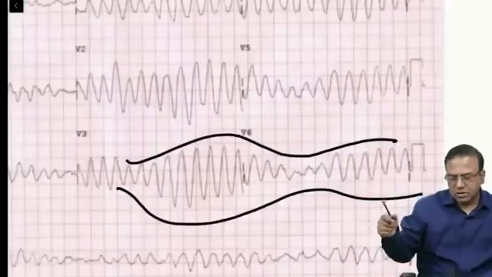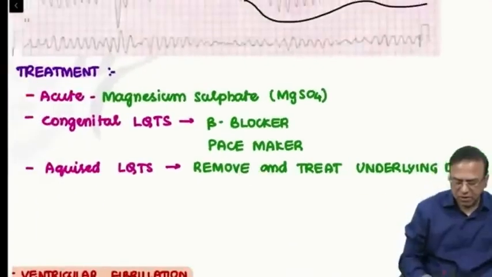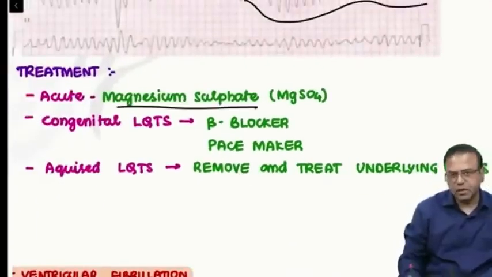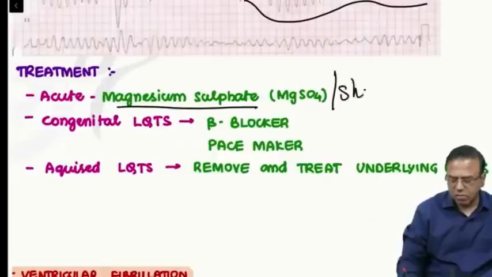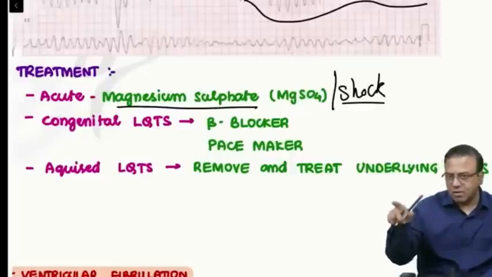When you get a torsade, it's classical for polymorphic VT. What you want to do in this patient is immediately give magnesium sulfate, MagSulf, in the acute patient. If the patient is unstable, you might have to also shock the patient, especially if it's pulseless, then it's defibrillation.